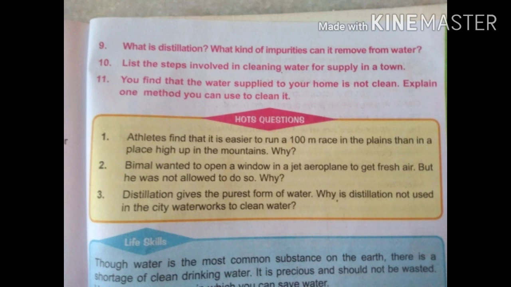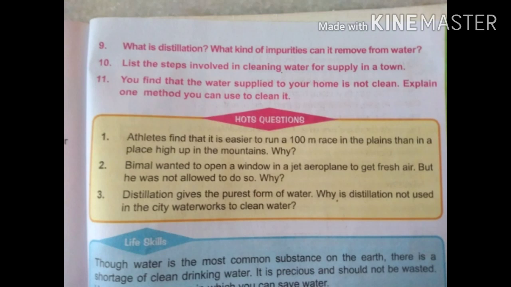Next question. You find that water supplied to your home is not clean. Explain one method you can use to clean it, right? So simple. When water is impure, by boiling it, it becomes pure. It is free of microbes. Or take a filter or a clean white cloth, and filter the water through the white cloth. Then you remove the impurities from the water, so the water becomes clean. Or otherwise, you could add 2 drops of chlorine in that water, which kills the germs, right?